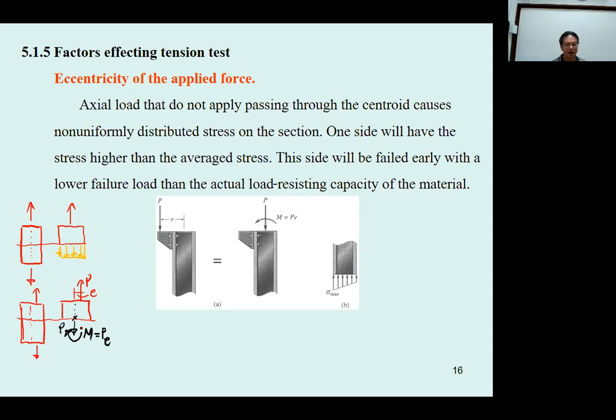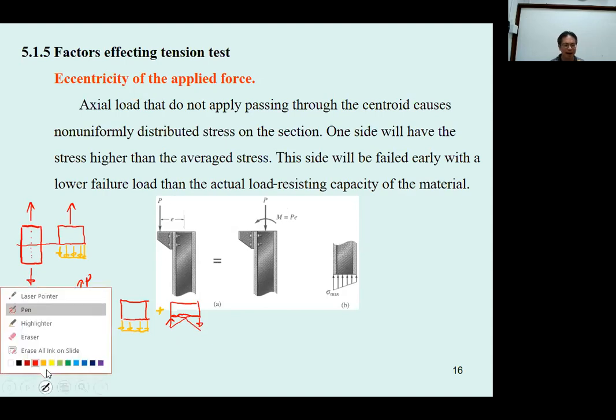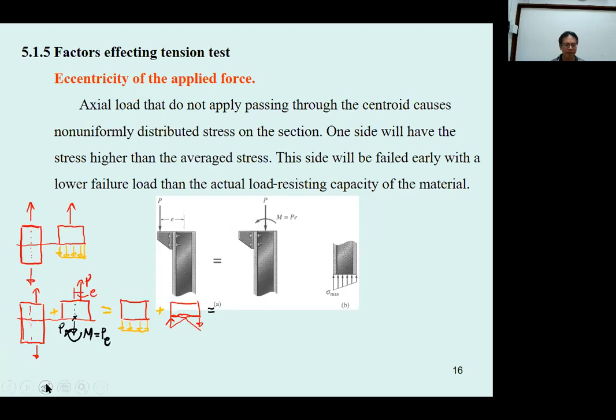The force P will produce the normal stress, the tensile stress, across the section like this. Then there is another one subjected to bending. As you may see, this side will produce compression and this side will produce tension. Then the flexural stress will be in the form like this. When you combine them, based on the principle of superposition, you get the stress in the specimen.